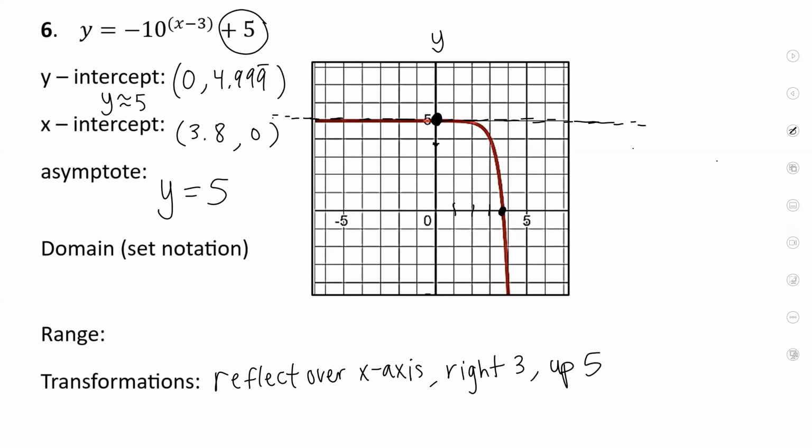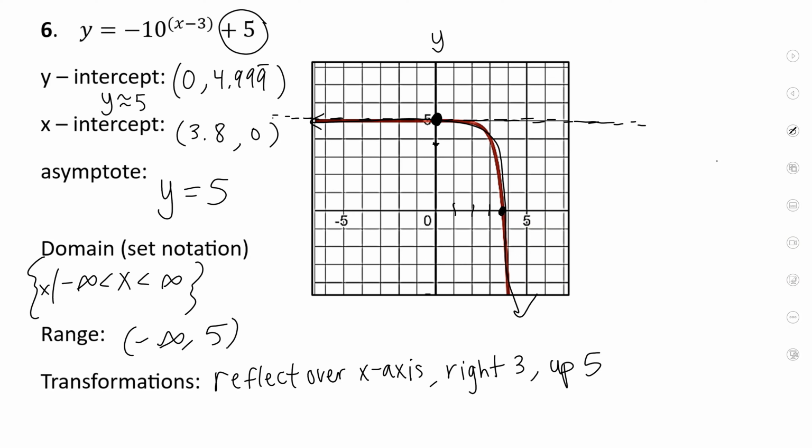Okay, domain, what is always my answer? Yes, it goes forever to the left, and this graph will go all the way to the right. Okay, so we'll put x is between -infinity and infinity, with a little fancy bracket. That's how you write in set notation. Okay, the range. Where's the very bottom? Thank you. -infinity, and where's the top? 5, and we can't equal 5, so put a parenthesis.